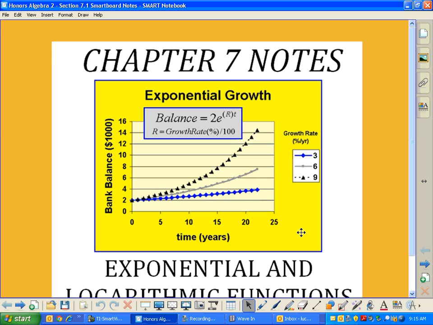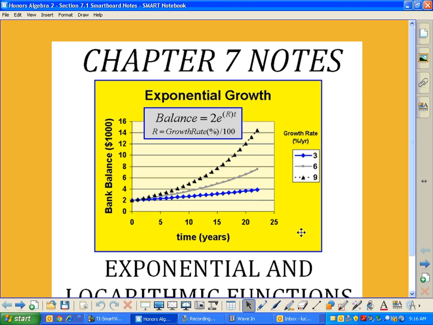Today's lesson is exponential growth, and right now we're in our 7-1 notes. Honestly, chapter 7 is chunked into 2 parts, and you're going to have your first test on the first half of chapter 7 already next week. The first half of chapter 7, the topic, exponential functions.